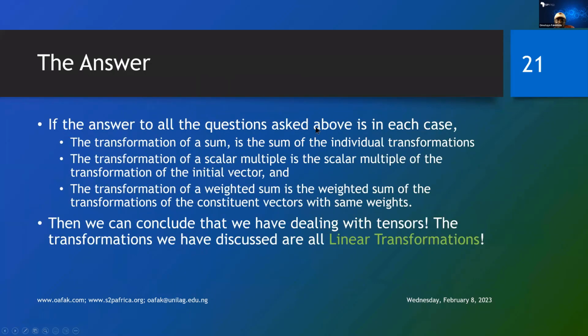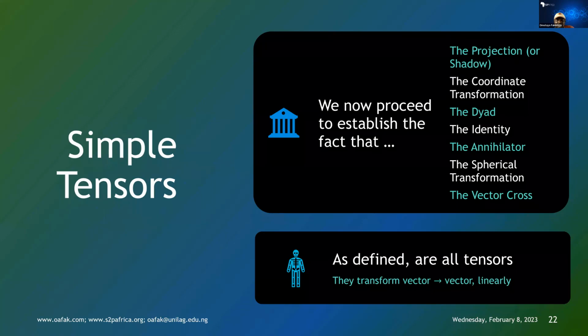If the answer to all the questions asked above is in each case that the transformation of a sum is the sum of individual transformations, the transformation of a scalar multiple is the scalar multiple of the transformation of the initial vector, and the transformation of a weighted sum is the weighted sum of the transformations of the constituent vectors in the same weights, then we can conclude we are dealing with tensors, that is, second order tensors. The transformations we have discussed are all therefore linear transformations, and because they transform vector to vector, they are also therefore tensors. So these are the 7 examples.